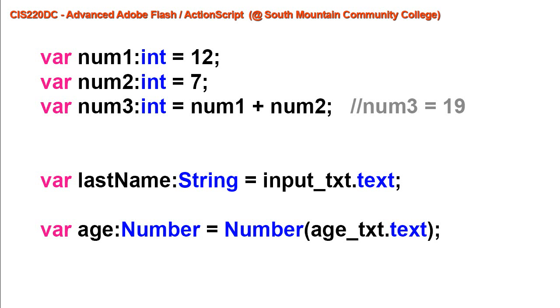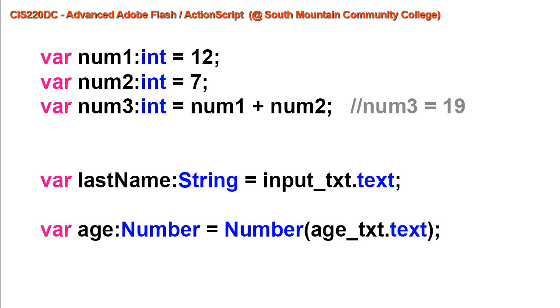In a lot of cases, we're going to take text from a text box, an input box, and assign it to a variable we then use in some calculation or in some concatenation exercise. So I might have a variable called lastName, which holds a string value, and I'm going to take the text property from the input box named input_txt and assign that to lastName. The last statement here, where I have age is a number, I'm going to take the number that somebody enters into a text box named age_txt. I'm taking that text property.